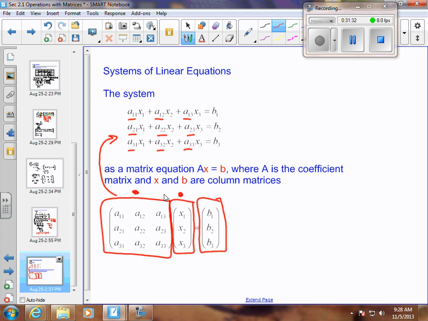So we can solve a system of equations using matrix equations by first writing the system as a matrix. And that concludes section 2.1.